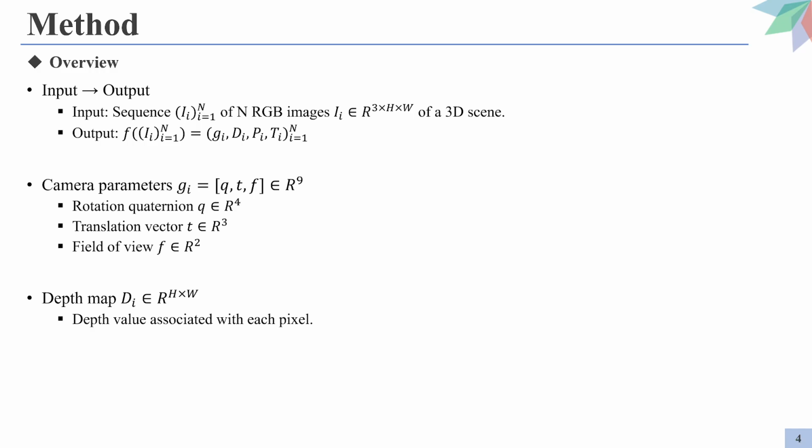The input to the model is a set of RGB images of a scene, and the output is a combination of 3D properties of the scene. The camera parameters is a concatenated vector of three attributes: rotation quaternion, translation vector, and field of view. Depth map provides the depth values of each pixel in an image.